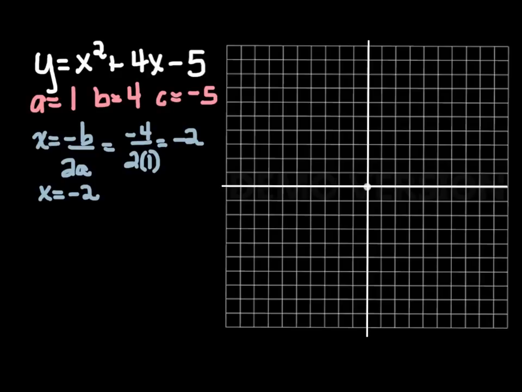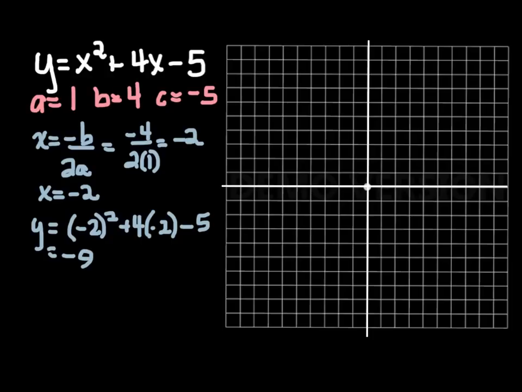We're going to take that x and we're going to plug it in. So y equals negative 2 squared plus 4 times negative 2 minus 5. And I'm going to get y equals 4 minus 8, negative 4, negative 9. So I know that I have the ordered pair, negative 2, negative 9. And that is going to be my vertex. When I make a table, I am going to put that vertex right dead in the center.